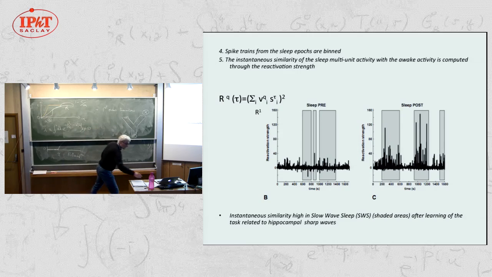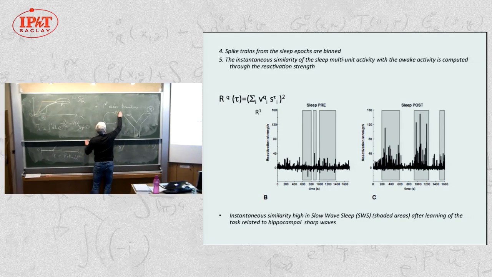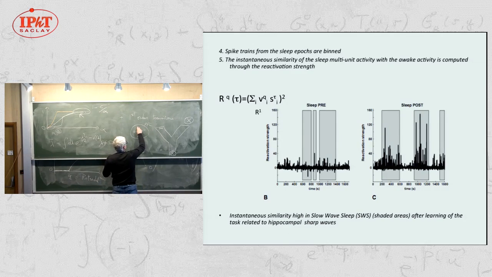So just to be more precise, you have the PFC here, prefrontal cortex, and you have the neurons here, and you have the hippocampus.